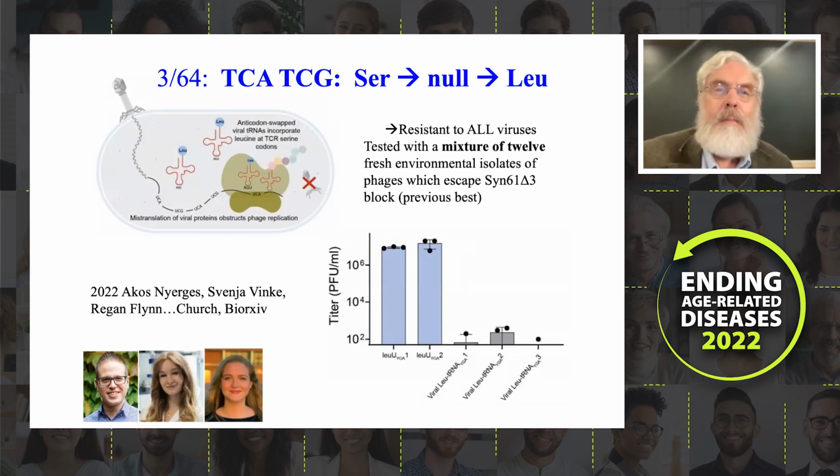It's still in preprint form, where we recoded 2, in addition to stop codon, which was in the first set, we used 2 recoded serine codons, thanks to Jason Chin's group. But we recoded them from null, which is what Jason had done, to leucine encoding, and this overwhelmed the remaining viral mechanisms that we hadn't already handled. And this is thanks to Akos, Svena, and Reagan.